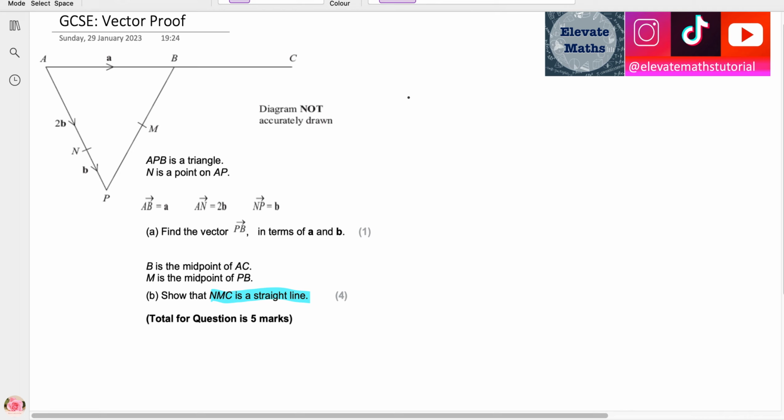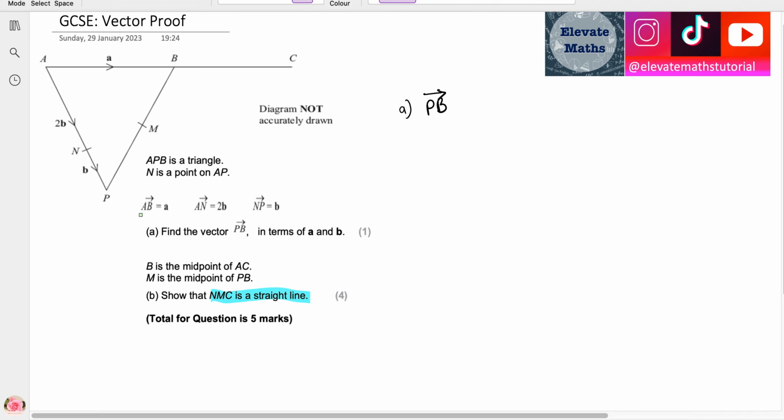Okay, so part A states find the vector PB. These are like 1 marker starters that all of you are aiming for. Any level on the GCSE paper should be able to access that. Okay, so that goes from 5 to a 9, but anyone can access a question from here.